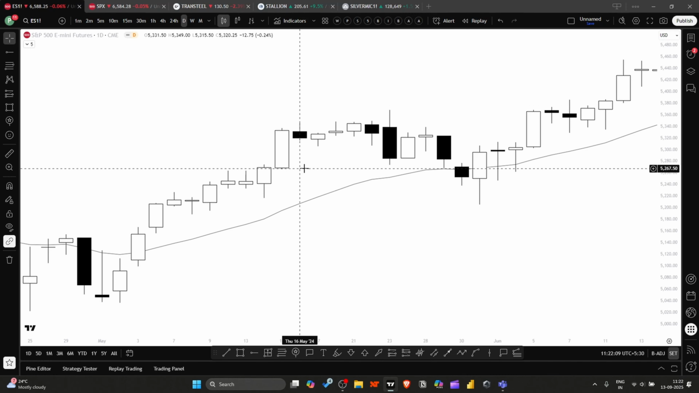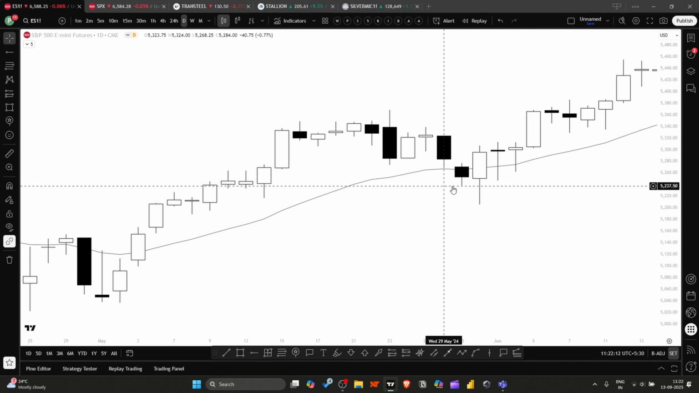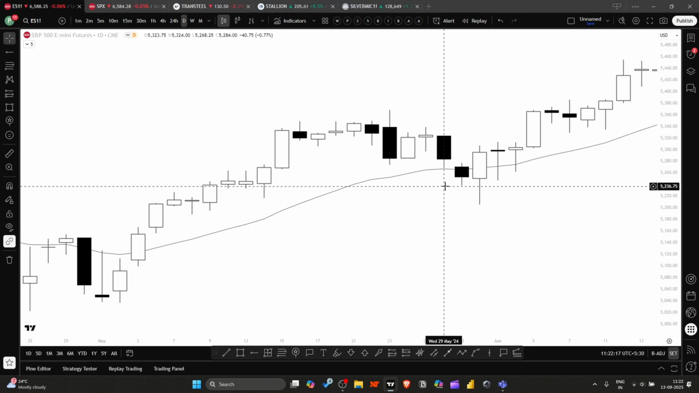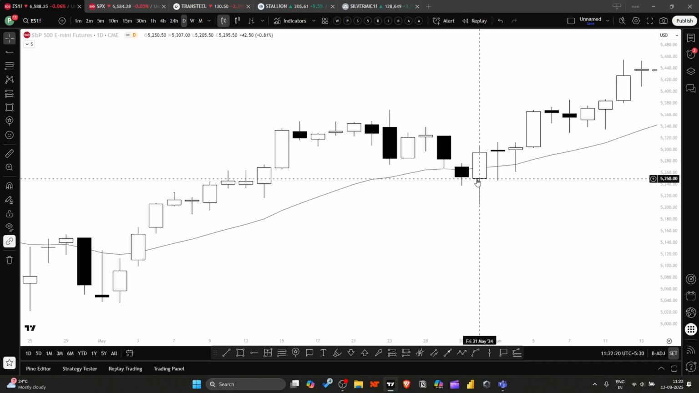Now, there are two colors, white candles and black candles. What do they mean? One is closing on the upside, one is closing on the downside. What do I mean by that? If price is opening here, let's take Friday 31 May 2024. The opening price of that day was around 5250.50. The closing price is 5295.50. Since the closing price is higher than the opening price within that day, it means price went higher.